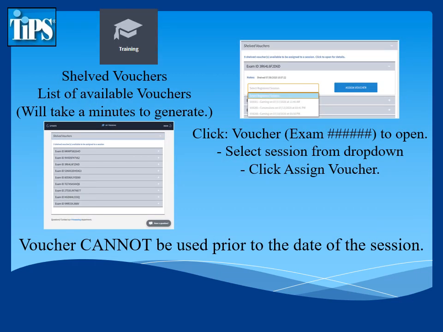Go back to the My Training screen and select Shelved Vouchers to see the list of available vouchers. It will take a few minutes for the vouchers to be generated. Click one of the voucher's exam ID number to open it. The voucher may now be assigned to a registered session by selecting the session from the drop-down and clicking Assign Voucher. Note, the exam voucher cannot be used prior to the date of the session that it is assigned to.